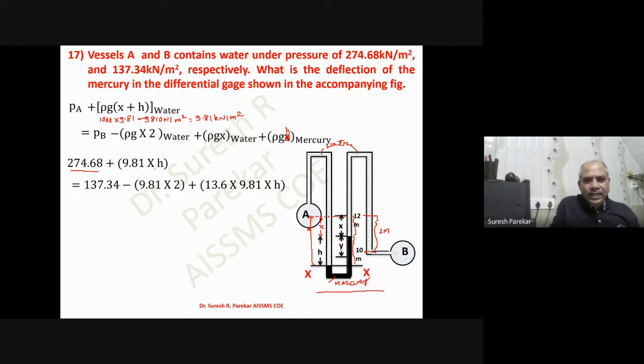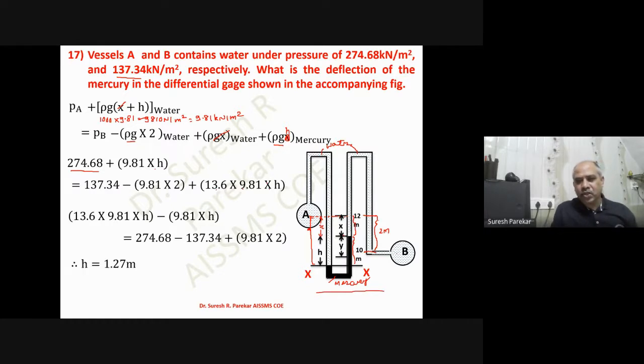Now I have cancelled this rho g x of water with this rho g x of water, and therefore the remaining is h equal to PB. We have 137.34, this is the PB value, minus 9.81 into 2. Now this we have calculated for water in kilonewton per meter square, 9.81 into 2, plus this will be rho g, now 13.6 into 9.81 into h. And when we solve this, we will get the value of h equal to 1.27 meter.